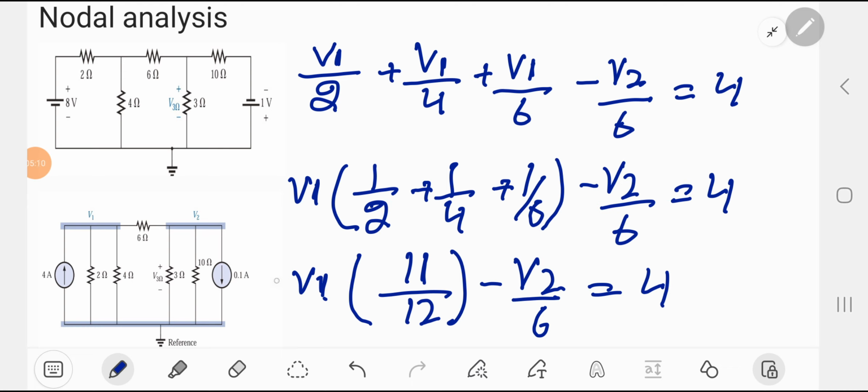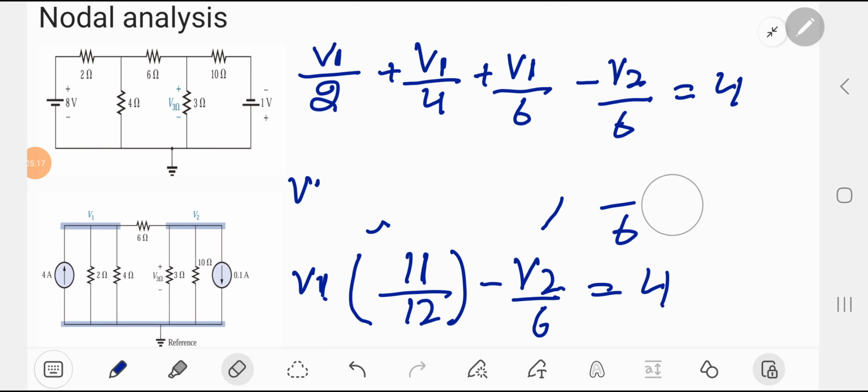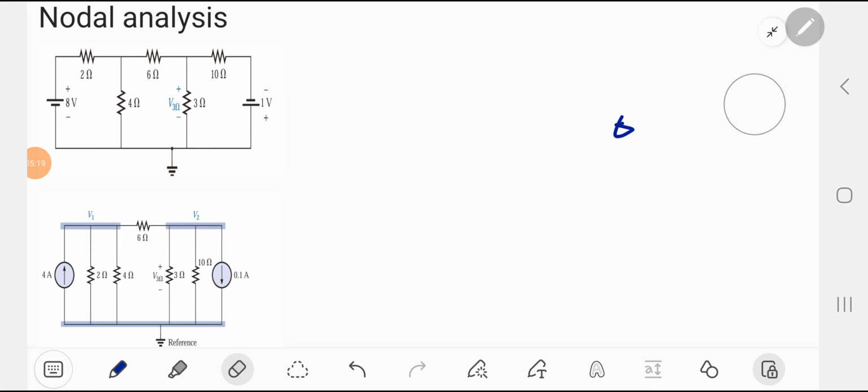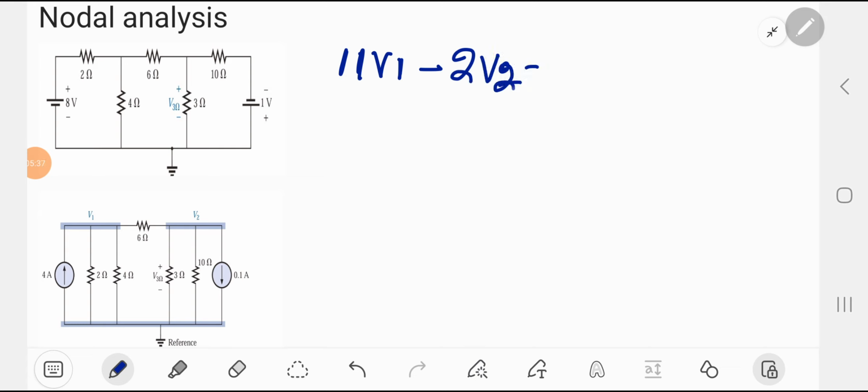If we multiply this whole thing by 12, so let's multiply this whole with 12. Our final equation will look like this: 11V1 minus 2V2 is equal to 48. So this is the equation for node V1.